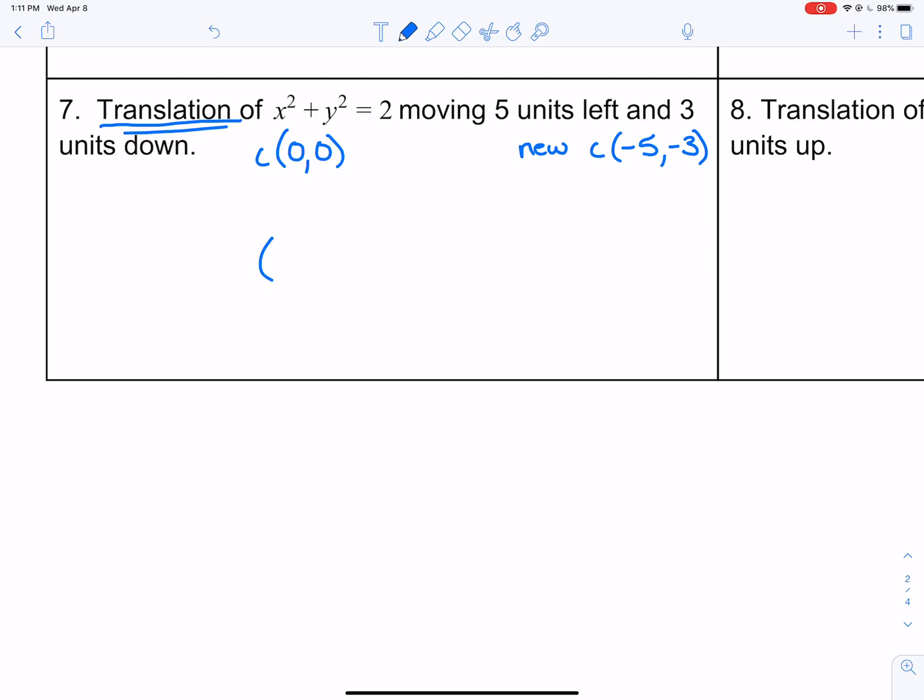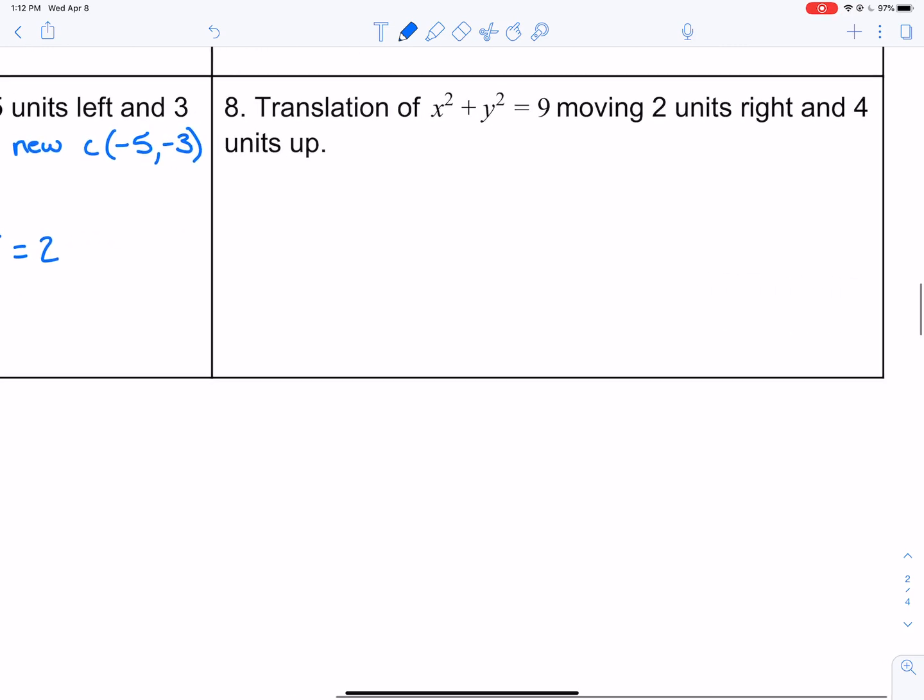So I'm going to rewrite this equation with that center point. So it'll be x plus 5 squared plus y plus 3 squared. And then my radius would still be the same because we haven't changed that. So just leave that 2 like it is. And that's it. Let's look at one more of those.